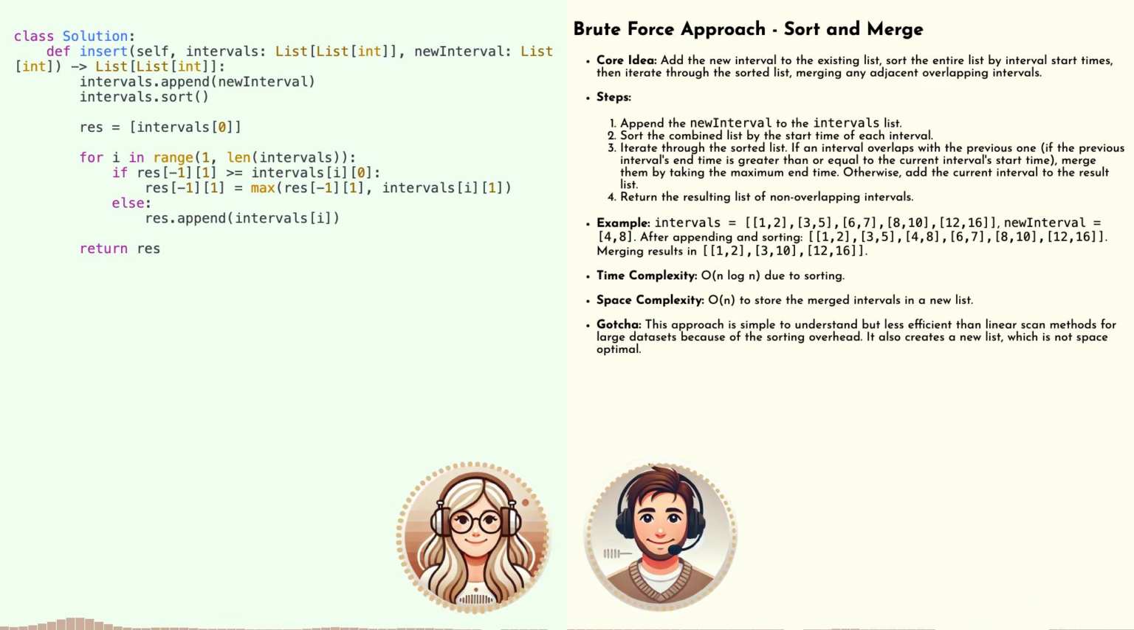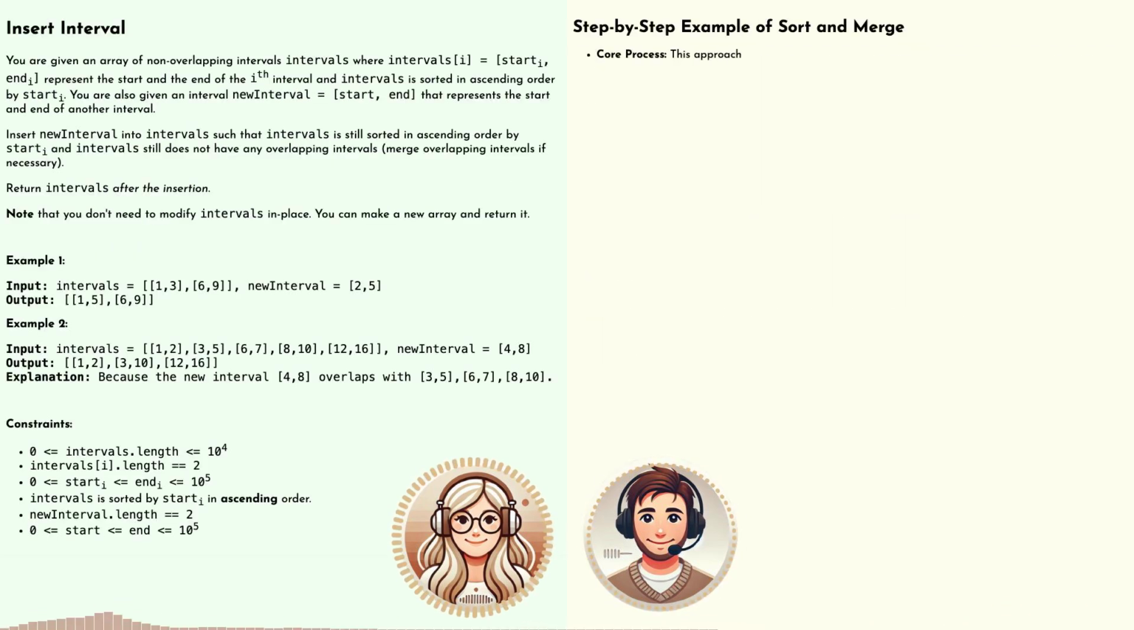Well, as you can imagine, sorting a large list can be quite time-consuming. If we have thousands or even millions of intervals, this sorting step will become a bottleneck. It's like having to rearrange your entire bookshelf every time you get a new book. That's a great analogy. But wouldn't sorting at least make the merging part easier? You're absolutely right. Once the list is sorted, the merging process becomes quite straightforward.